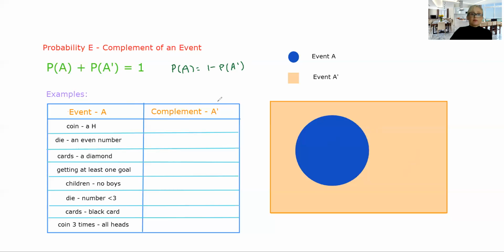Let's do some examples of working out what the complement would be. So say you're tossing a coin and you get a head. It's kind of like the opposite, but not exactly. It's what else could happen? Well, you either get a head or you get a tail. So a tail would be the complement. You're rolling a die and you get an even number. What's everything else that could possibly happen? You would be getting an odd number.